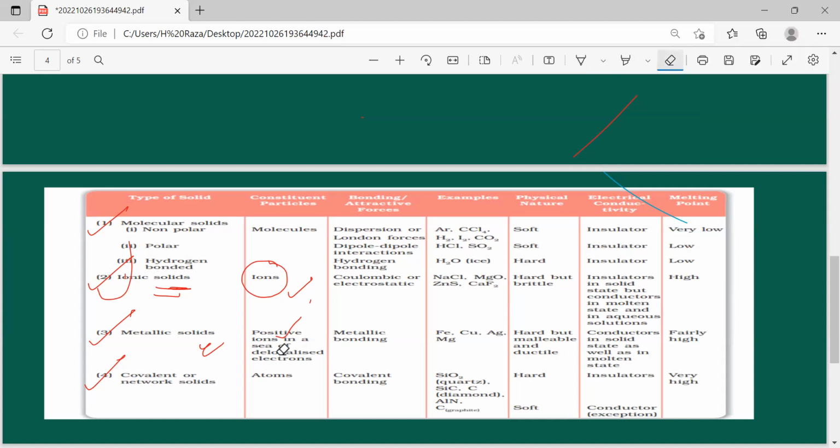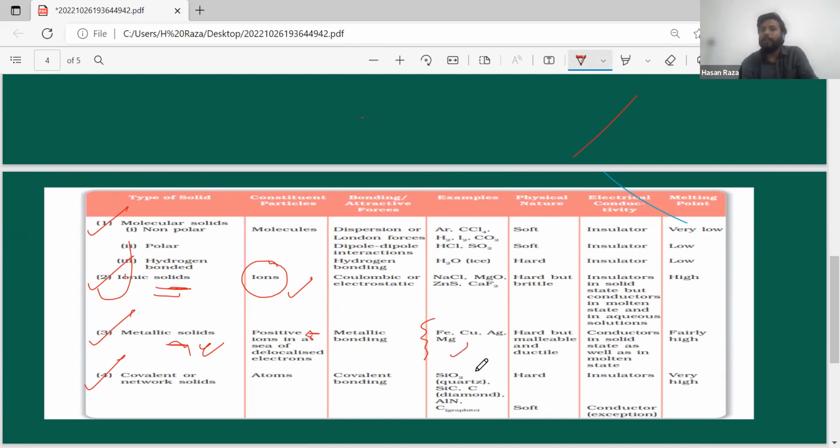So basically, that is the cloud of electrons. As you know, metals have free electrons. That is called the kernel. And a metallic solid has these constituent particles, that is positive ions. Basically, we are talking about the nucleus. If you are going for examples, it will be iron, copper, silver, gold, magnesium. You can take copper, zinc, etc.